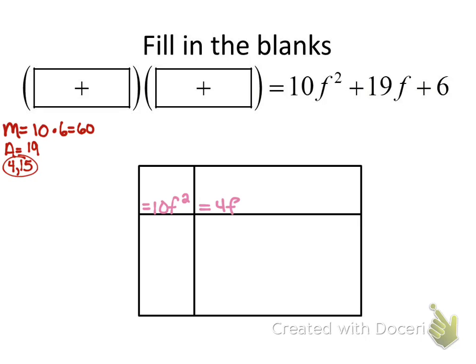Okay. My bottom left area is going to be what then? And what variable needs to be with it? F. Because 15 plus 4 would just get us 19. We need to get to 19f, so we're going to put the variables with it. And my last area? 6. Okay. So now we have step 3 completed.